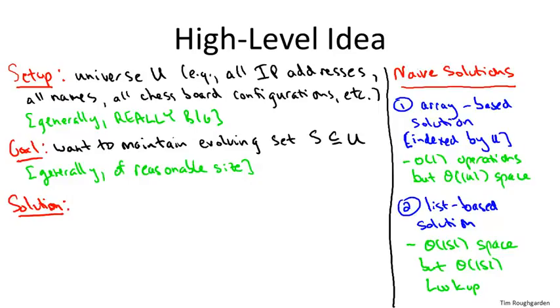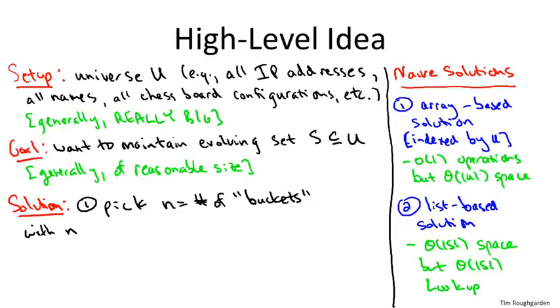So to get the best of both worlds, we are going to use an array-based solution, but the array will not be big. It will not be with size proportional to the universe. The array will only have size roughly the same as the set that we're storing. So somewhere in the ballpark of the cardinality of S.